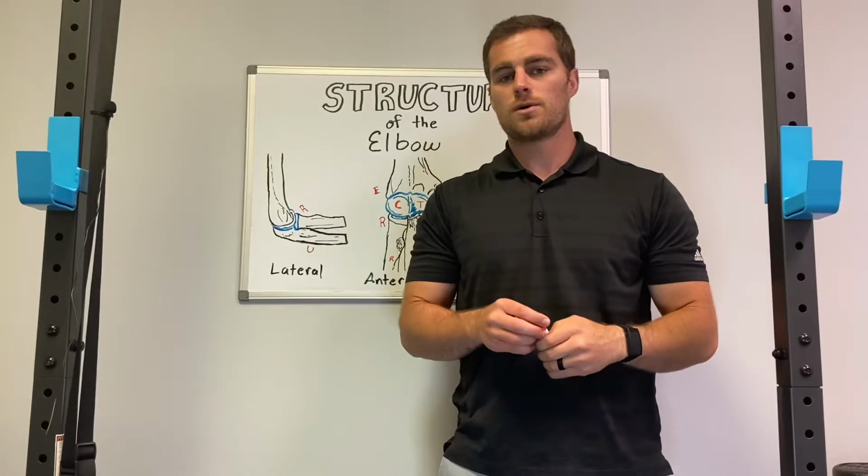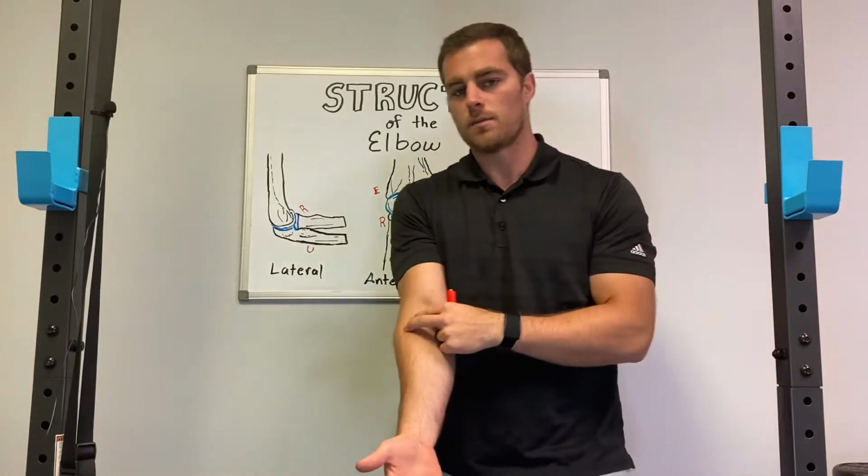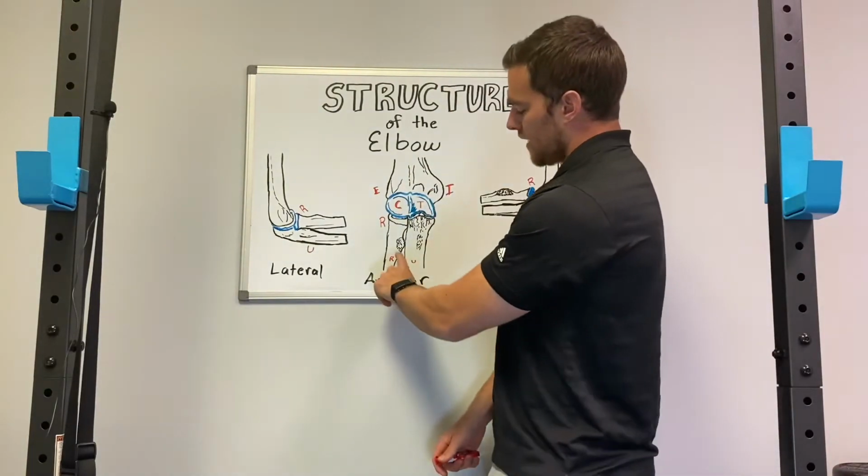So outside of CRITOE, there's a couple other important aspects that we need to learn from the anterior view of the elbow. Okay, so first is the radial tuberosity.